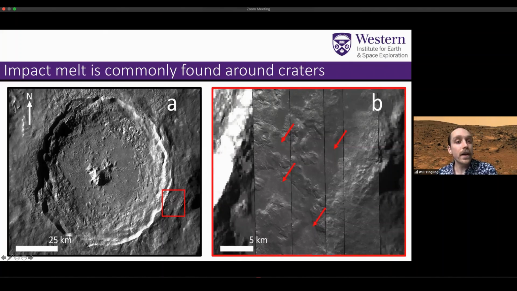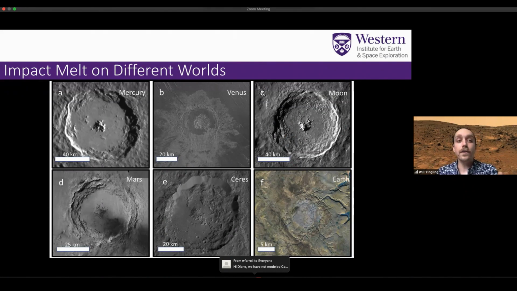And so we see a very famous example here of Tycho crater on the moon with melt to the southeast here. And we can see some clear examples of melt happening on the moon. So there's also impact melt on different worlds, particularly the study focused on looking at complex craters. And so there's complex craters, we see them on Mercury, Venus, the moon, Mars, even Ceres, and the Earth. So that's what we're focusing on for this thesis.